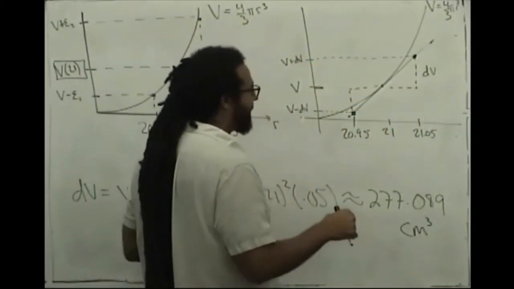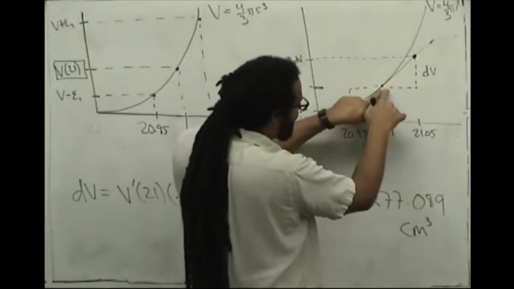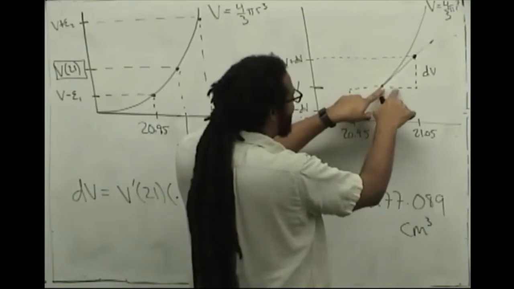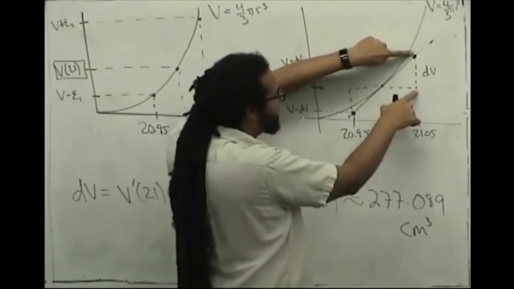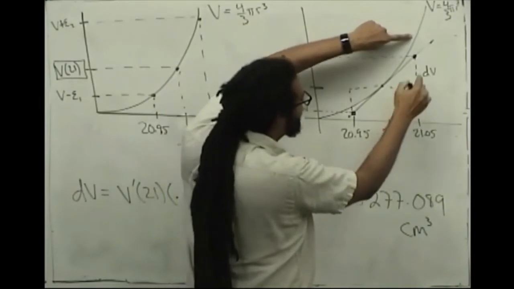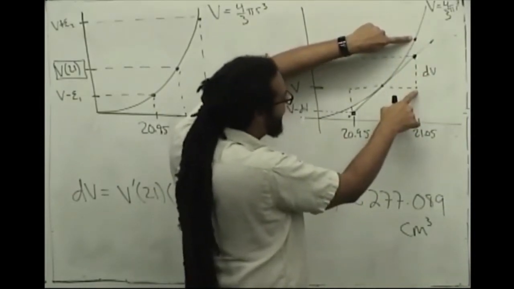So now, what's dV? Well, we use this tangent line here, and we can see that the tangent line is going to give this change in volume dV, which is an approximation to the actual change in volume from here to here.